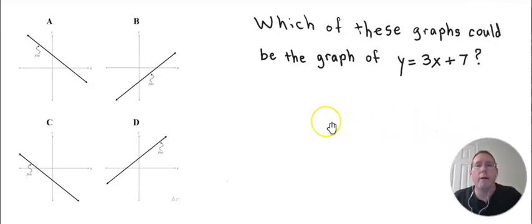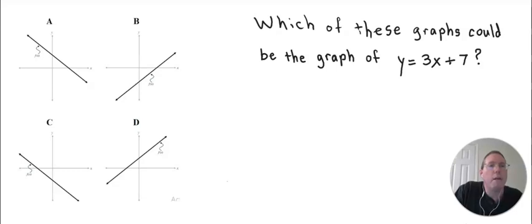Okay, great. So what I want to do with this kind of question is I really want you to develop an idea for the basic shape of a linear graph. You can see that there are four. This is basically multiple choice, and we're just asking the question, which of these graphs could be the graph of y equals 3x plus 7? Let's look at all these possibilities and see what makes them similar and different.